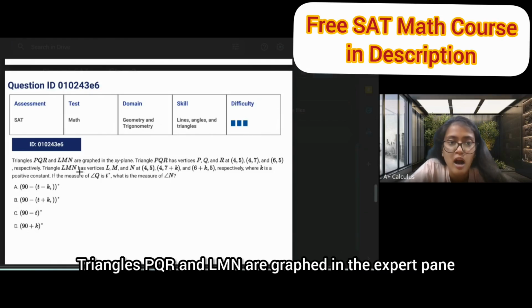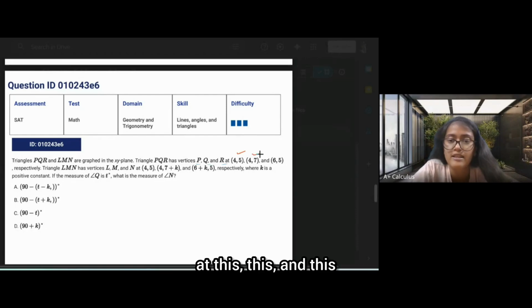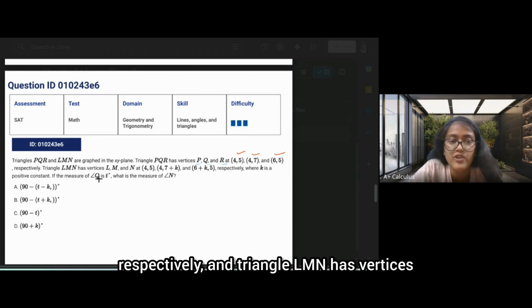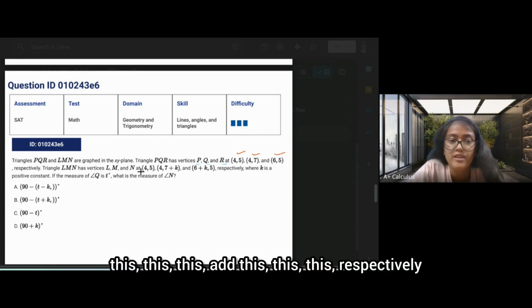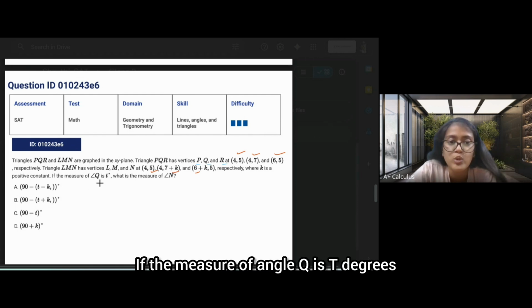Triangles PQR and LMN are graphed in the XY plane. Triangle PQR has vertices P, Q, and R at this, and this, respectively, and triangle LMN has vertices this, this, and this, respectively, where K is a positive constant. If the measure of angle Q is t degrees, what is the measure of angle N?